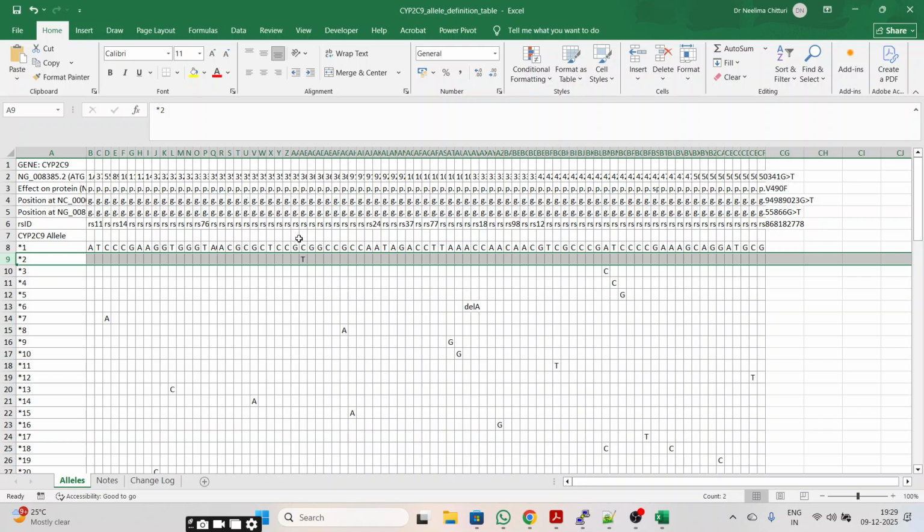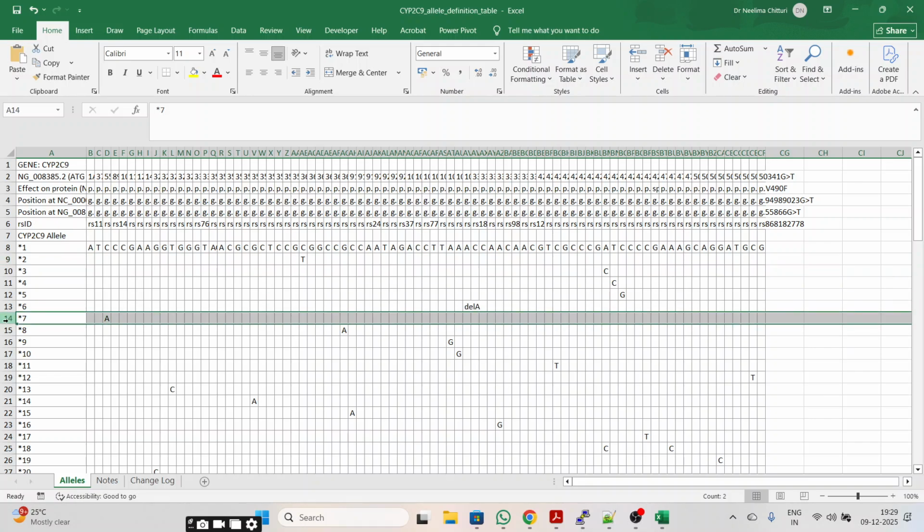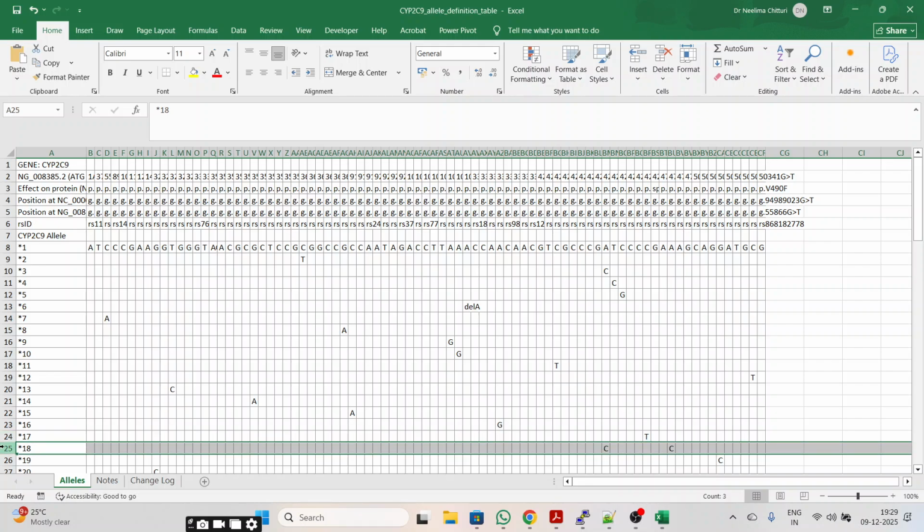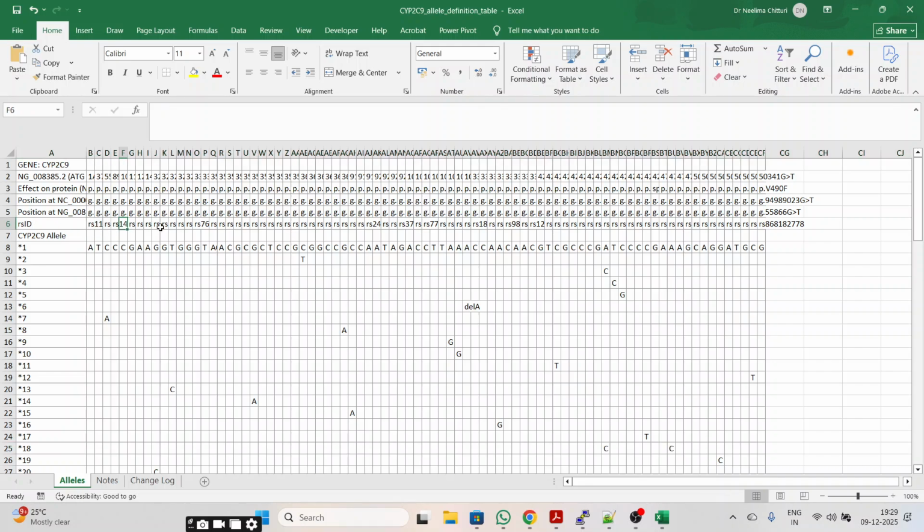See, a person who carries a mutation in this particular RSID, then it's called a star 2. If you see here, star 7 is also 1. For example, in some places you will have 2 mutations. I'm just trying to find which one it is. Star 18 means a person who is carrying both the mutations at both the places. That's called a star 18. So which RSID, which mutation, you will get directly from this particular file. Okay. So CYP2C19 allele definition, you get this file.